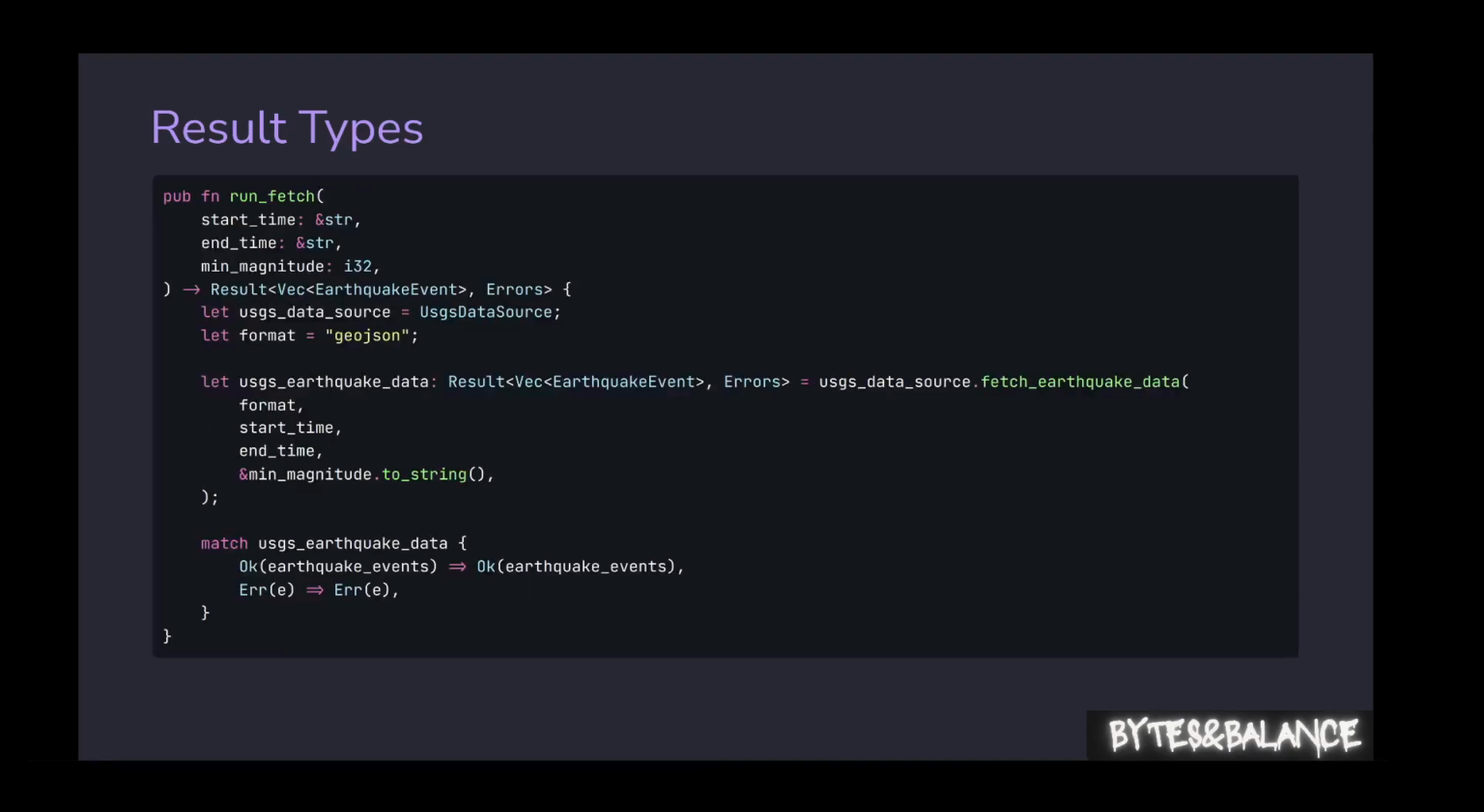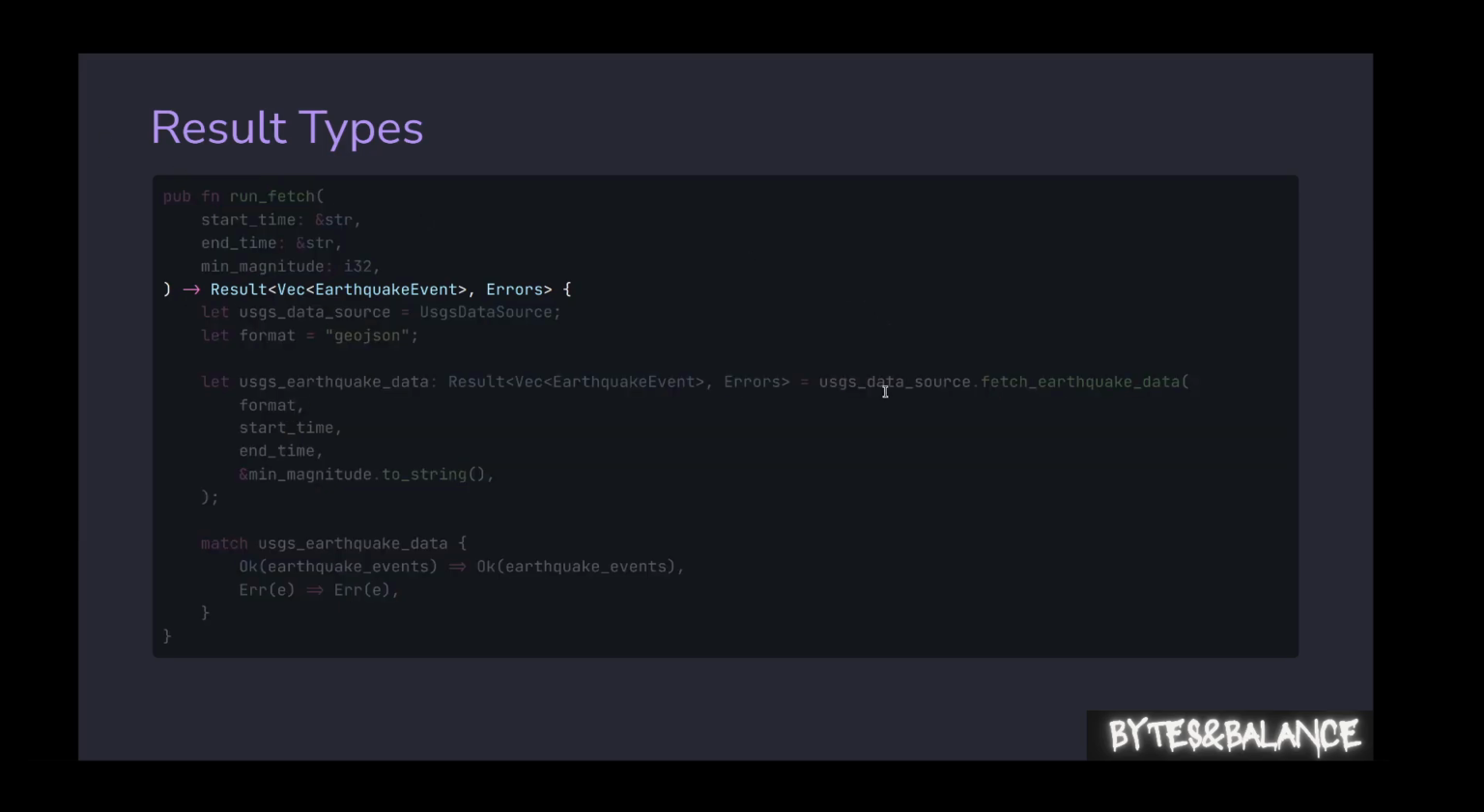We also have the return type of the runFetch function here. This one is a standard result type, and it's a core part of Rust's error handling mechanism. So the Vec of earthquake event part indicates that a successful result will be a vector or collection of earthquake event objects. But the error part is that custom enum defined in the project to represent different error scenarios that could arise during the fetching process. So by returning a result from the function, we clearly communicate that the function might fail and provide a structured way to handle potential errors.